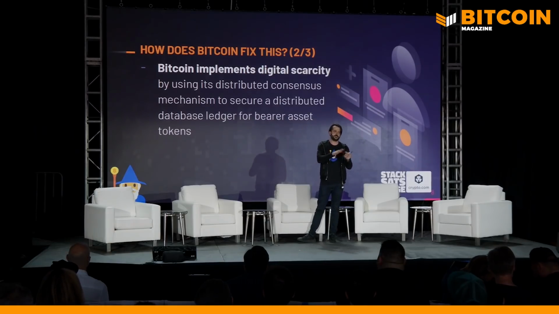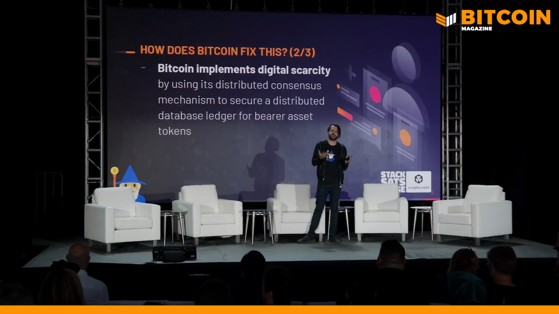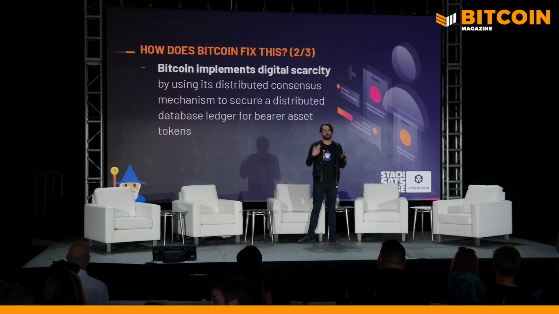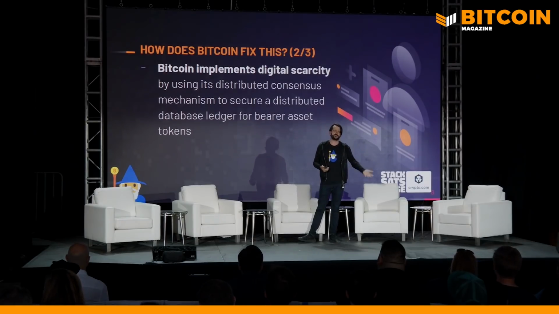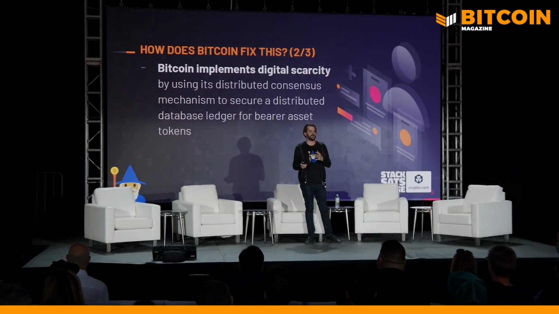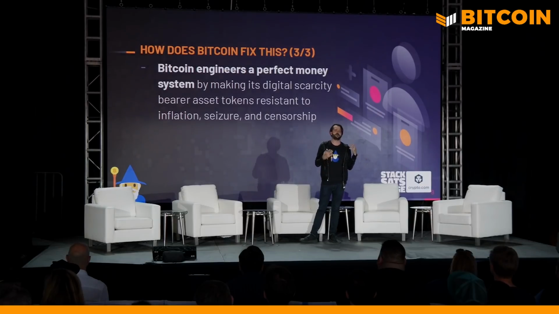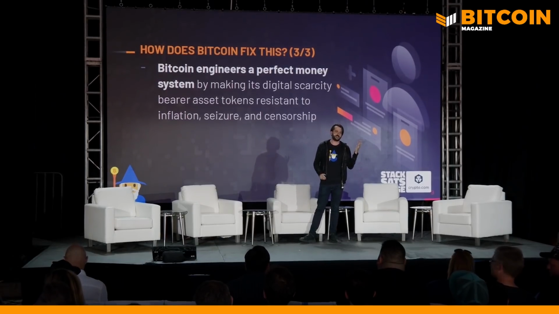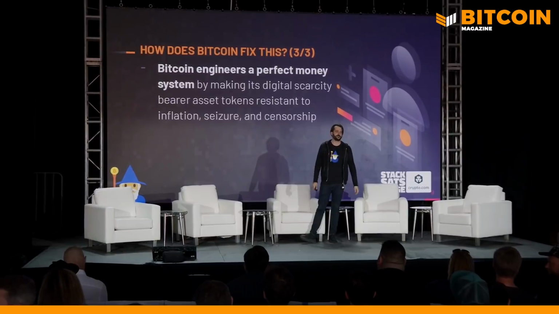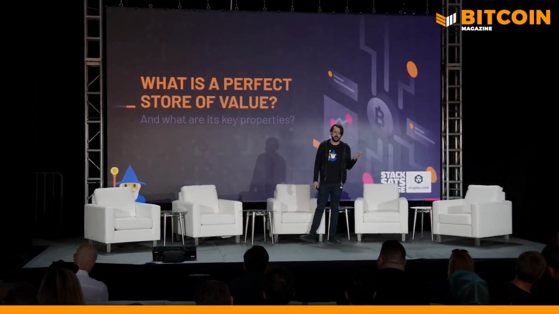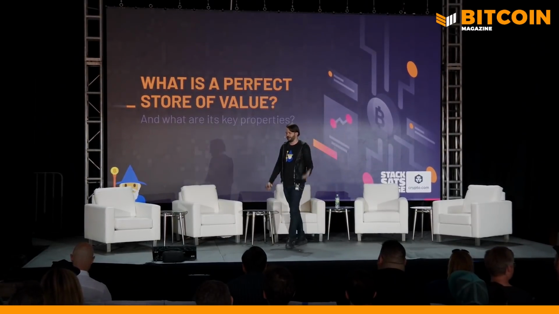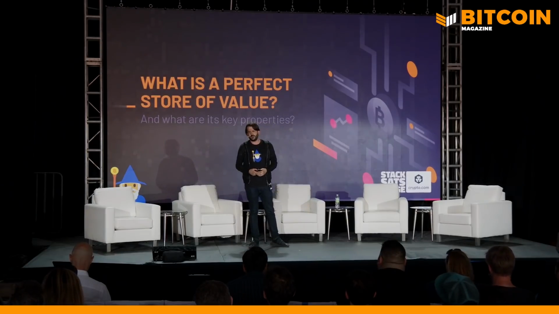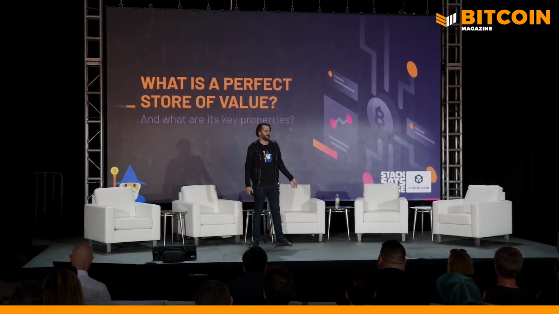And on this distributed ledger database, we can now have bearer asset tokens that can just be moved around, and that's the first form of true digital scarcity. And then you take that digital scarcity and you make it inflation resistant, seizure resistant, censorship resistant, and you end up coming up with a near perfect money system, or at least the best one we've invented so far. So what does that really mean, though? What is a perfect money system, or what is a perfect store of value? And what does that even mean?